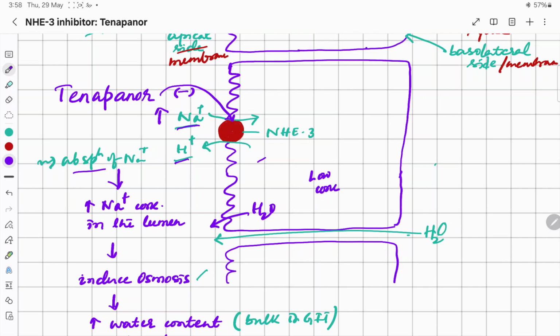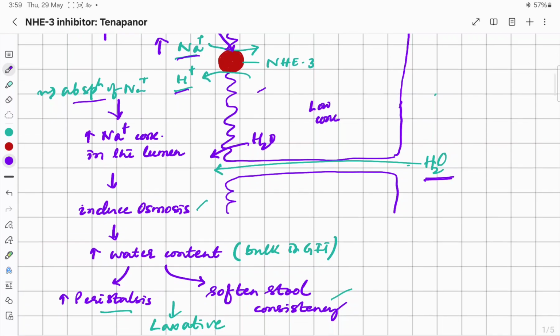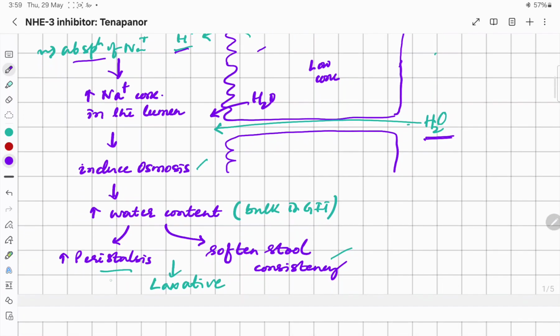There will be paracellular movement of water, and that increases the water content in the lumen. So the bulk of water content in GIT increases. That increases the peristaltic movement, and also the water content softens the stool consistency. In this way it shows the laxative action.